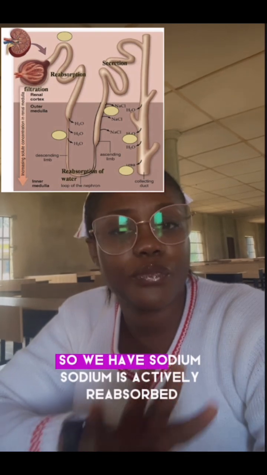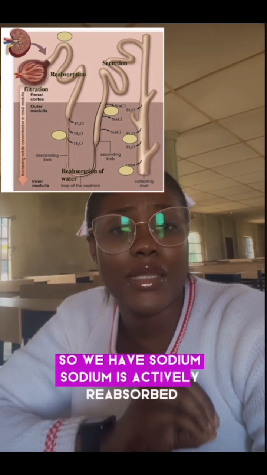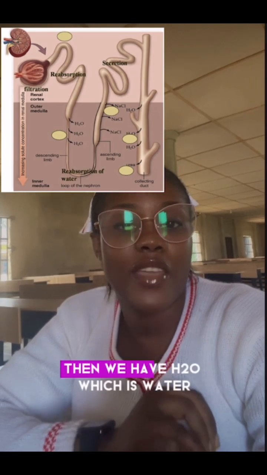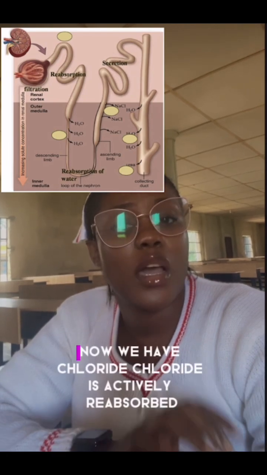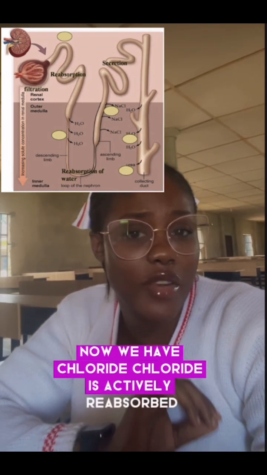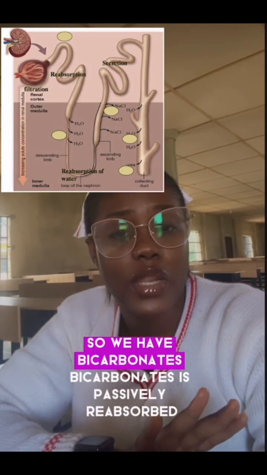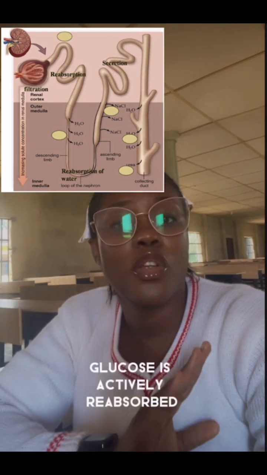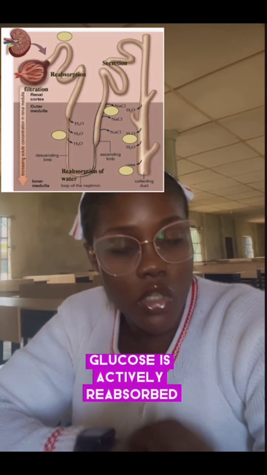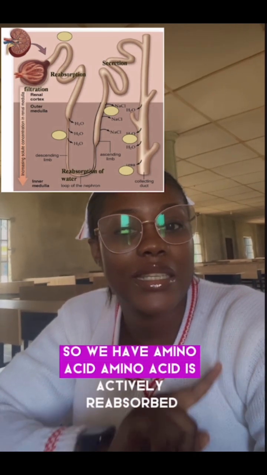We have sodium. Sodium is actively reabsorbed. Then we have H2O, which is water. Water is passively reabsorbed. Now we have chloride. Chloride is actively reabsorbed. Then bicarbonate. Bicarbonate is passively reabsorbed. Then we also have glucose. Glucose is actively reabsorbed. Then amino acid. Amino acid is actively reabsorbed.